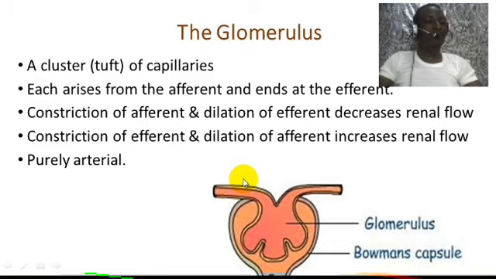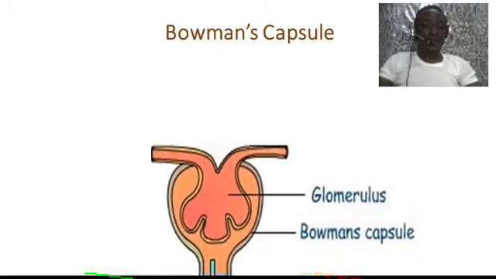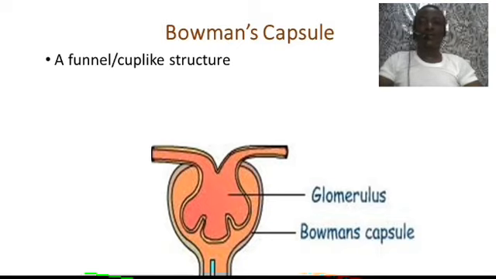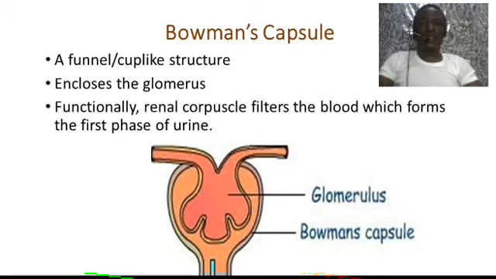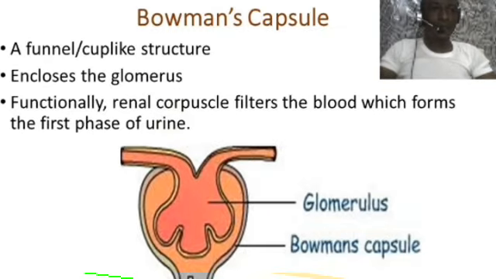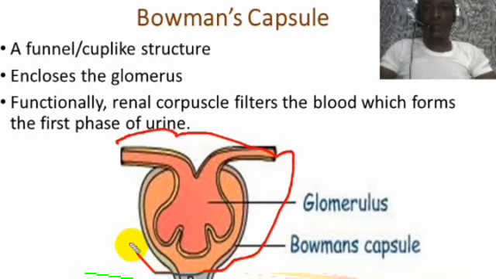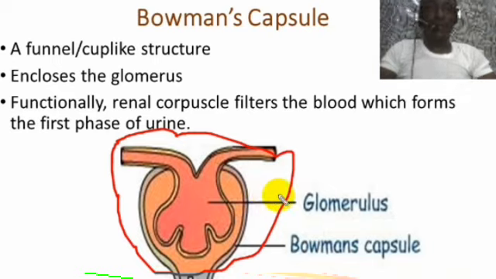They are purely arterial. The Bowman's capsule is a funnel or cup-like structure that encloses the glomerulus. Functionally, the renal corpuscle filters blood, which forms the first phase of urine. So the function of the whole of these parts is to filter blood, which forms the first phase of urine. We shall get to know all of this when we get to urine formation.